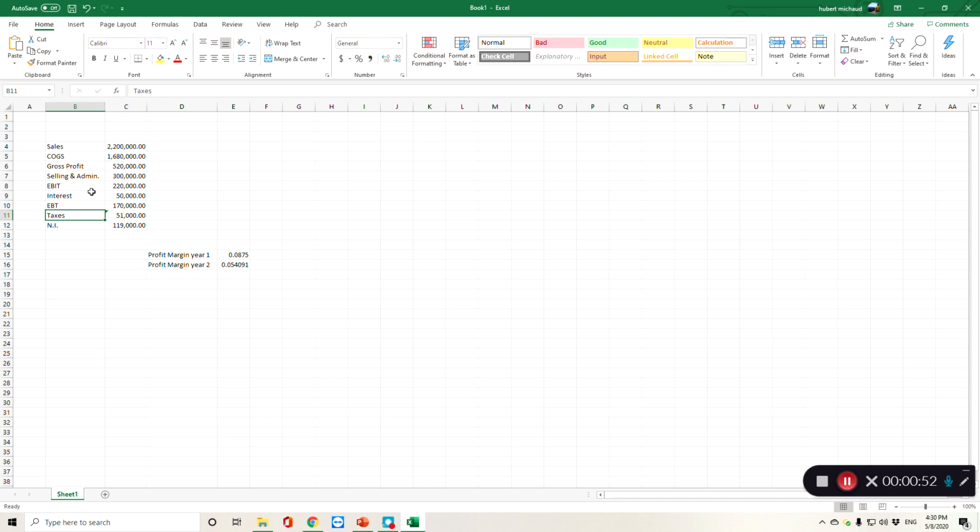How I found the rest. Maybe the tax. Some people will be confused, but the tax does change. The other numbers didn't change because there's nothing in the question that indicates it should change. But the tax is 30% of EBT. Right, so the tax did change, and then we can find our net income.